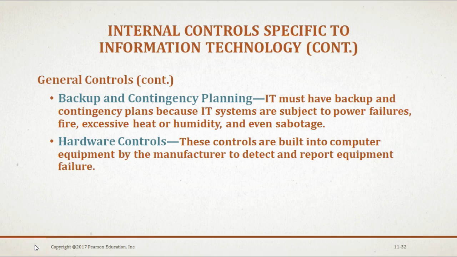Backup and contingency planning controls are needed because information technology must have backup and contingency plans, since information technology systems are subject to power failures, fire, excessive heat or humidity, and even sabotage. Hardware controls are general controls built into computer equipment by the manufacturer to detect and report equipment failure.